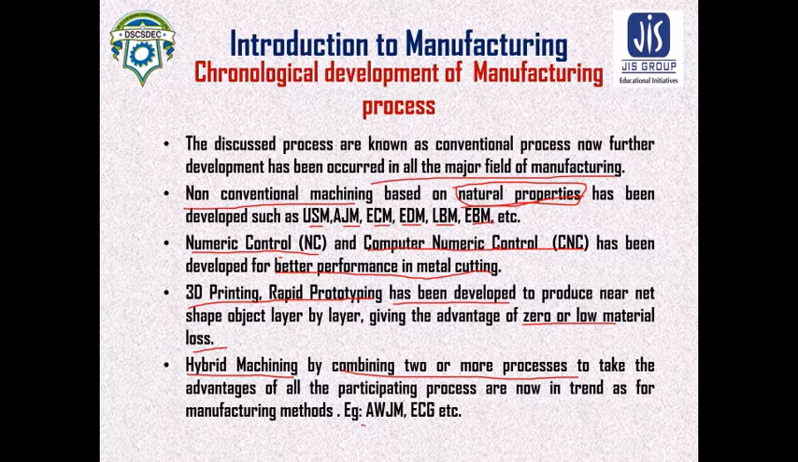For example, in abrasive water jet machining, the advantage of a high speed water jet and a high speed abrasive jet are merged together to have more material removal. Next, in electrochemical grinding, the grinding is merged with the electrolysis process, which gives a higher production rate and higher accuracy. So this is how the manufacturing process has developed chronologically.